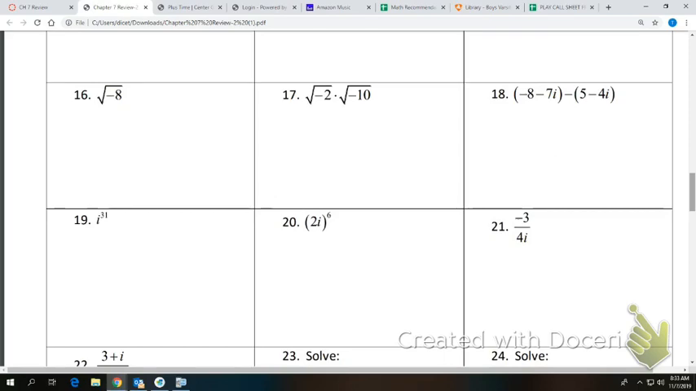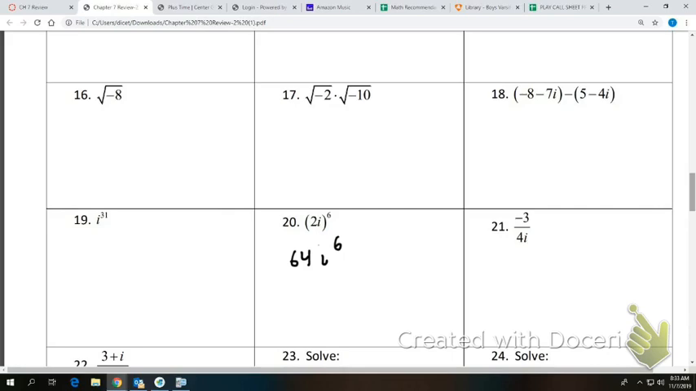Let's do 20. So number 20, what's 2 to the 6? Let's see, 2 to the, let's see, 8, 16, 32, is it 64? Yeah, so 64.